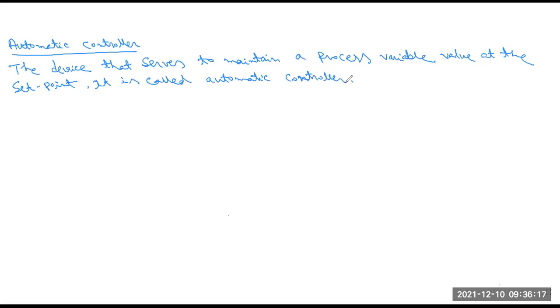Okay, so this automatic controller we use in our process industries. It serves to maintain a process variable, that means level, pressure, temperature, acceleration, etc., at the set point, that means SP. We know the set point in our control system block diagram; we have to display again and again this set point value. This set point is automatically set according to the use of the process and the different process variables. So it is called the automatic controller part.